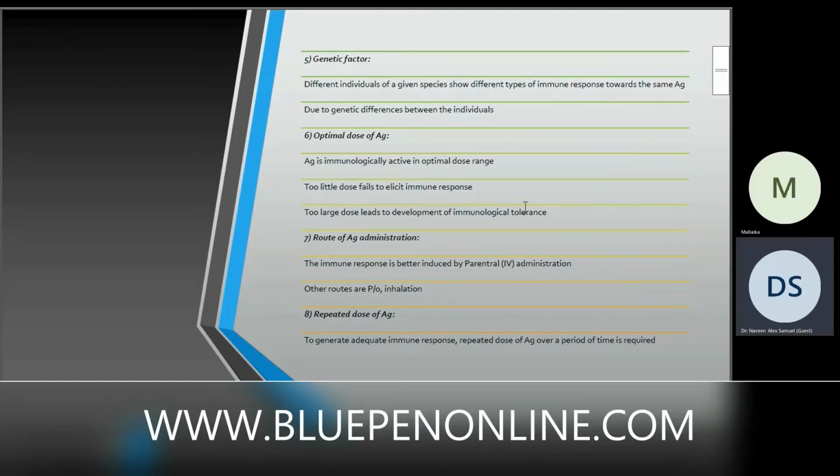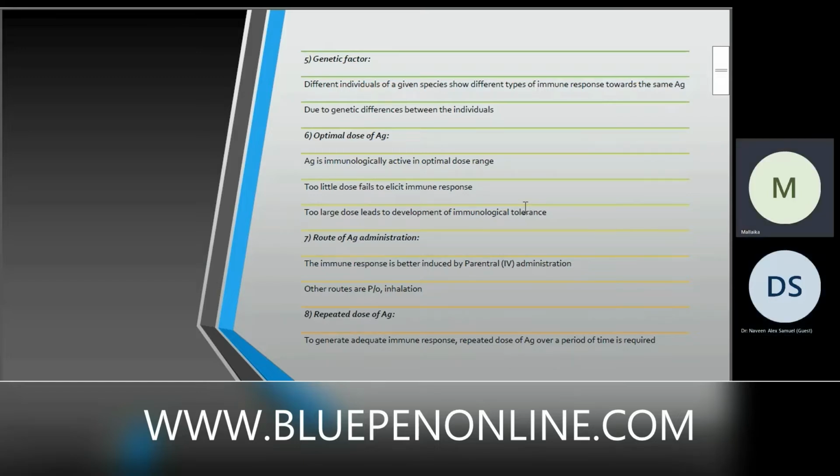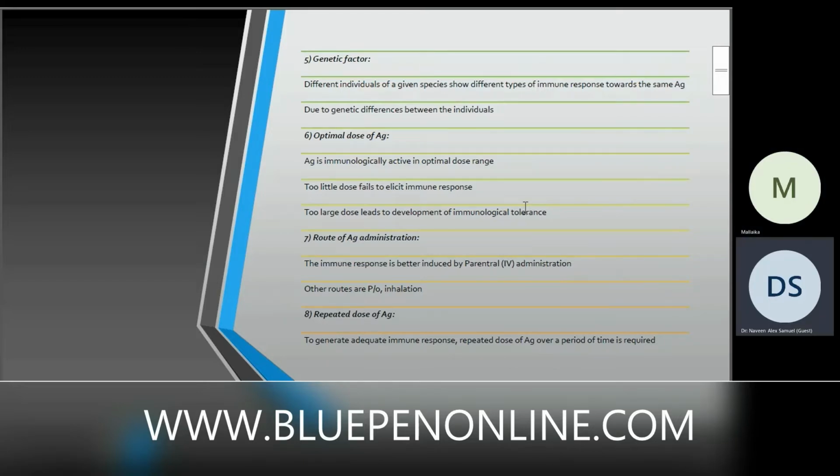That's why the nurses give it IM. Even if you give IM, sometimes they might get an allergic reaction. Sometimes they might give it IV also in 100 ml. Got it? So the route of antigen administration is very important in causing an allergic reaction.